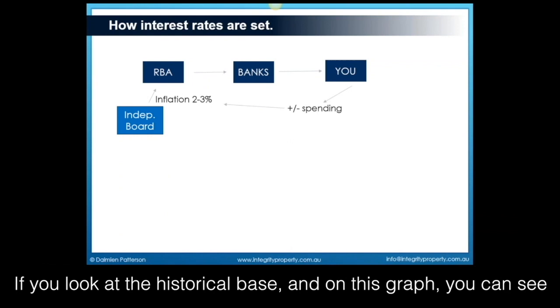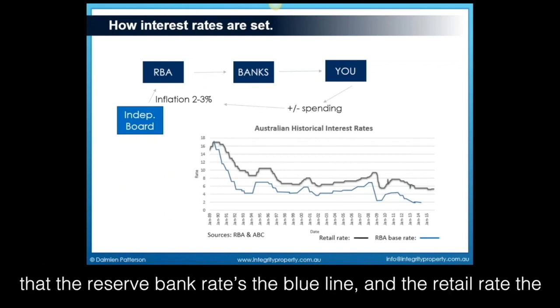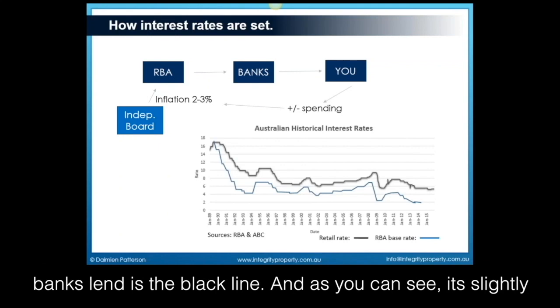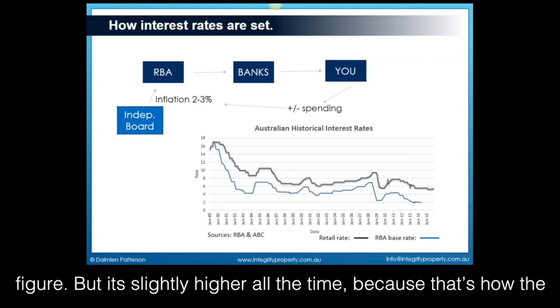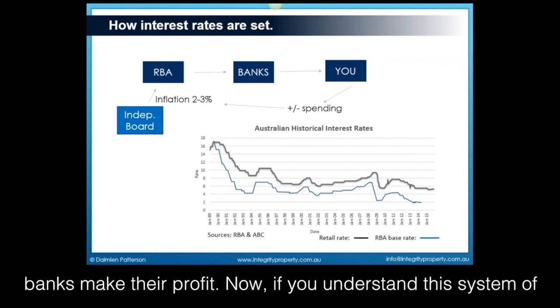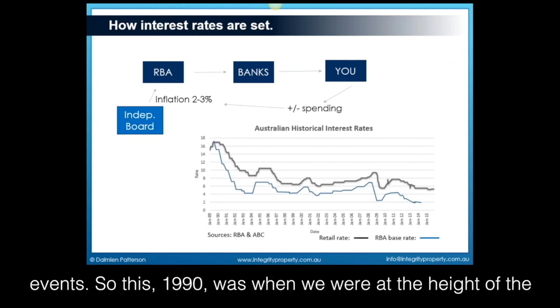It's fantastic. If you look at the historical base, and on this graph you can see that the Reserve Bank rate's the blue line and the retail rate that the banks lend is the black line. And as you can see, it's slightly higher all the time, which is a bit of a glitch there on the 1990 figure. But it's slightly higher all the time because that's how the banks make their profit. Now, if you understand this system of how the interest rates are set, you can understand all these events.